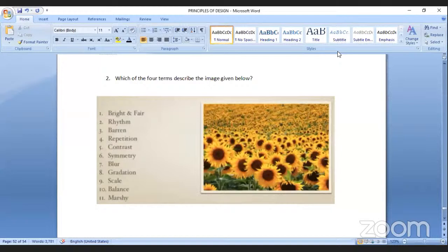I'll write the official definition, then maybe you'll understand looking at the image. Ma'am, but the flowers are randomly arranged, so we cannot say it's in rhythm. Randomly arranged, but we have never said that repetition should be in an organized way, right? It can be even or uneven.